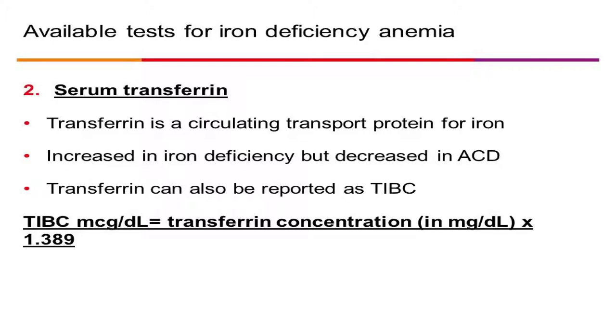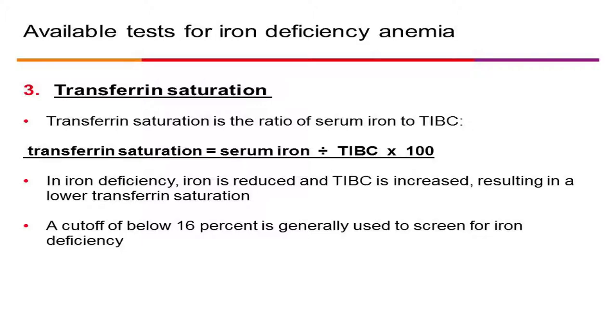The way to calculate total iron binding capacity is to multiply the transferrin concentration by 1.389. Transferrin saturation is a ratio of the serum iron to the total iron binding capacity. So you see in iron deficiency anemia, we have less iron and increased total iron binding capacity. That's why you have a low transferrin saturation in iron deficiency anemia.